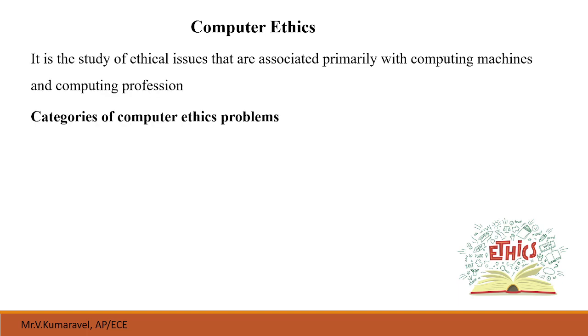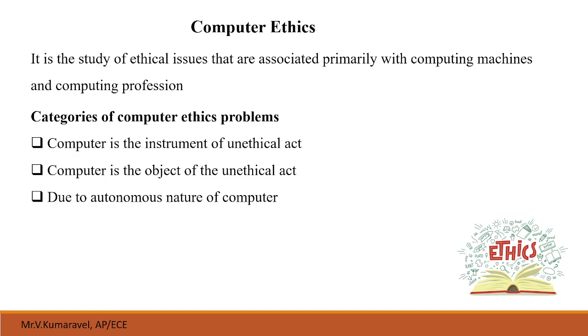Now we will see the categories of computer ethics problems. First, the computer as the instrument of an unethical act. Second, the computer as the object of an unethical act. Finally, due to the autonomous nature of the computer, what ethical problems will we have? We are going to discuss these.